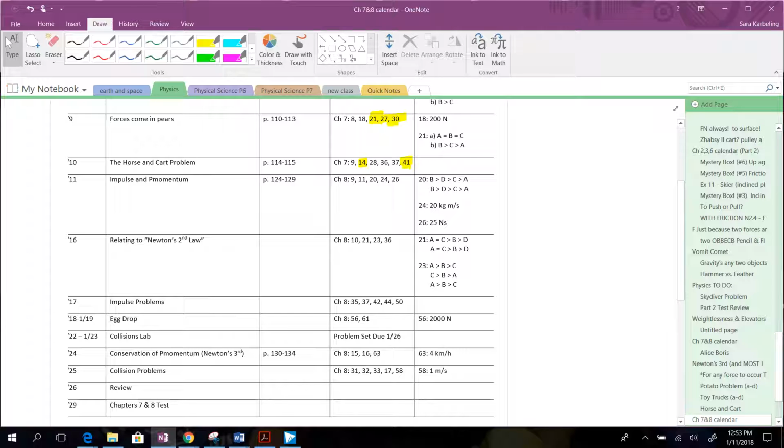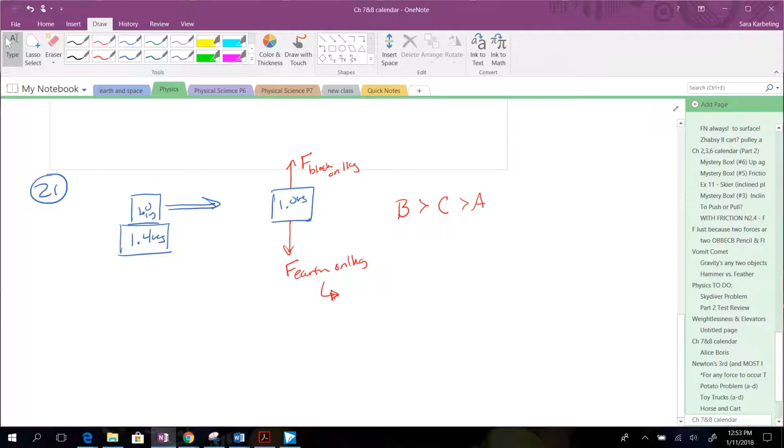To the action, to the pair? Is it a pair? Gravity and the normal force? Is it a Newton's third law pair? That's what I meant to say. Good call. It is not a Newton's third law pair.